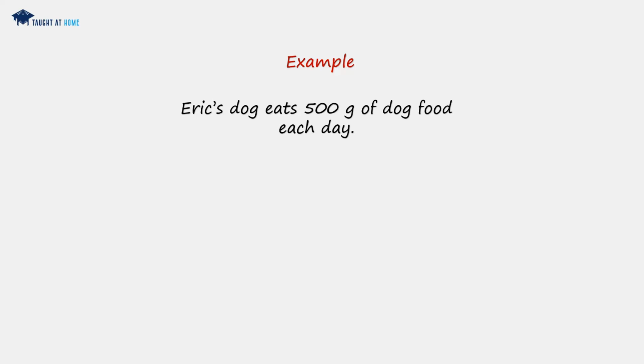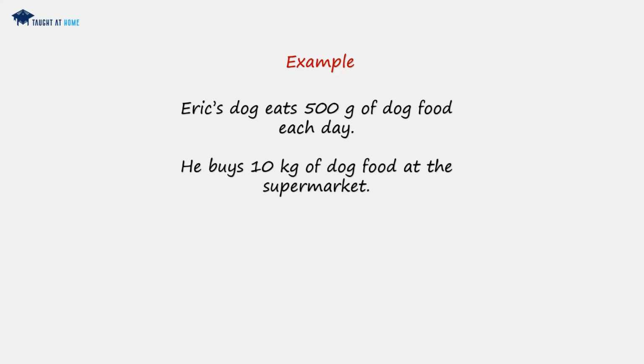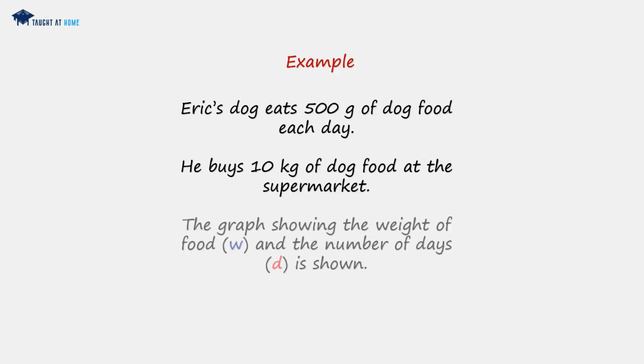Example 1. Eric's dog eats 500 grams of dog food each day. He buys 10 kilograms of dog food at the supermarket. The graph showing the weight of food, represented by the letter W, and the number of days, represented by the letter D, is shown.